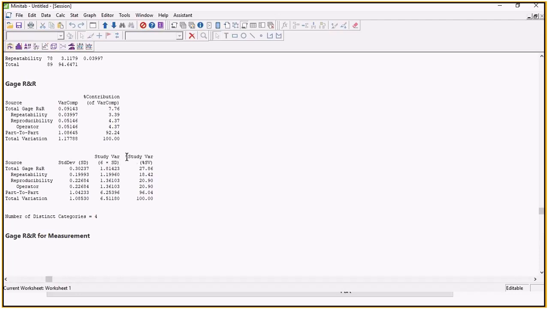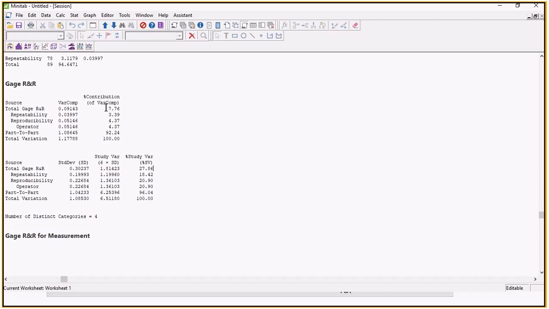And if you want the percentage study variation, you have to divide each and every number by the total variation. So I mean 1.81423 divided by 6.51180, you will get 27.86. And even this 27.86 is also showing that the measurement system is marginal accepted, because the range of study variation is between 10 to 30 for marginal. If you have less study variation, I mean less than 10, your measurement system is very good or acceptable.